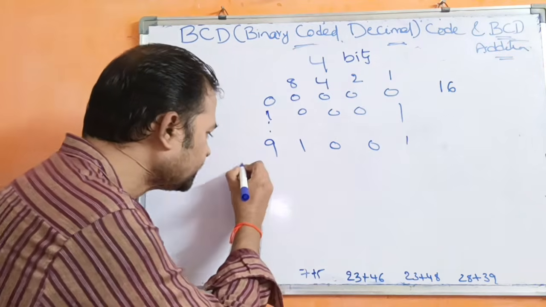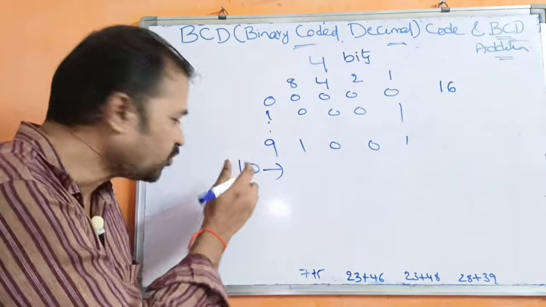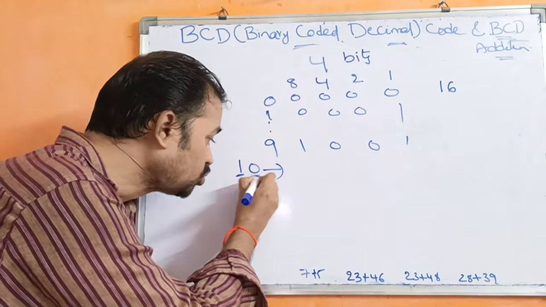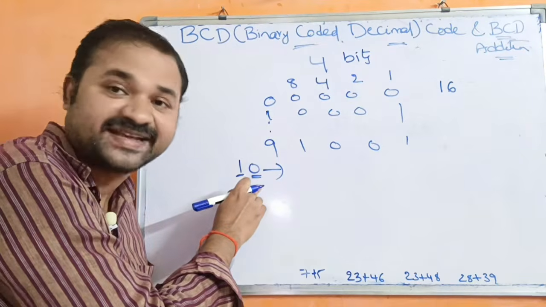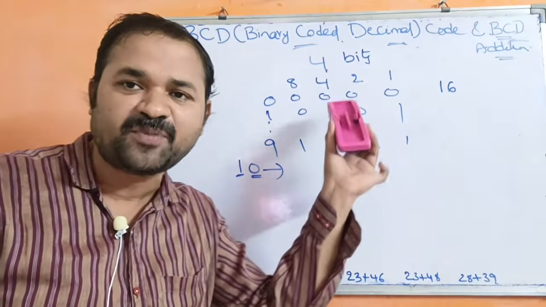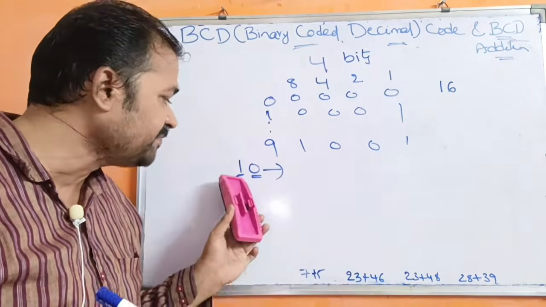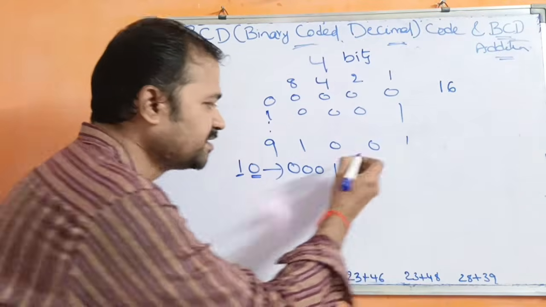If you take 10, this is a decimal number, and it contains 2 digits. 1 is one decimal digit, 0 is another decimal digit. Each decimal digit is represented with the help of 4 bits. So 1 means 0001, and 0 means all zeros.